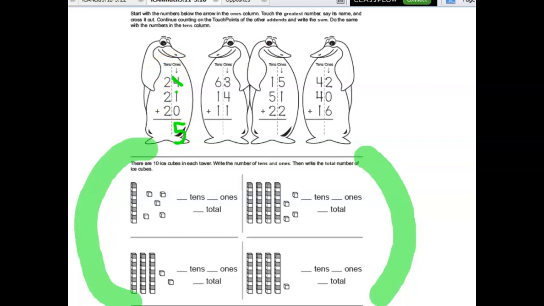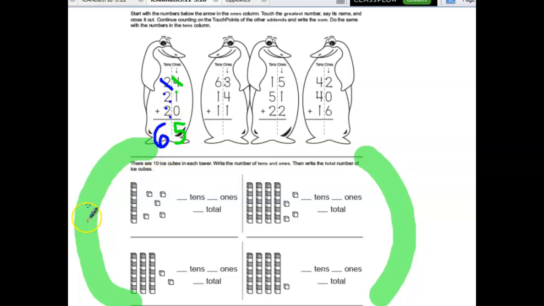Then I'll move to the tens place. Again, we start with the largest number, but in this case, I have all the same. So I can just start by saying 2, and then use touch points to count on. 3, 4, 5, 6. I should put a 6 in the tens place. So my answer for the first one is 65.